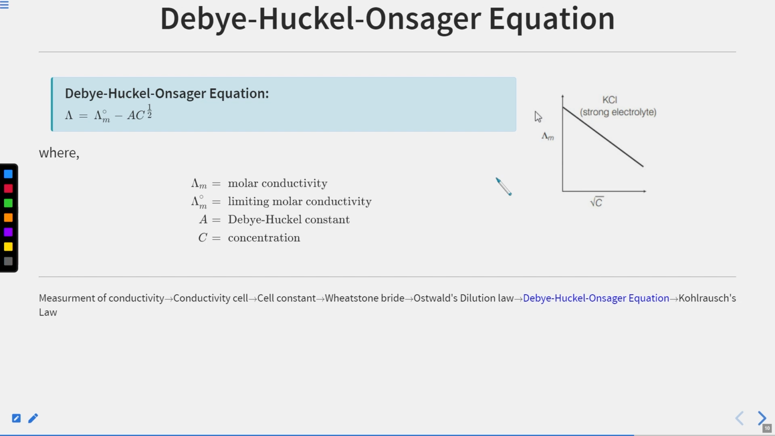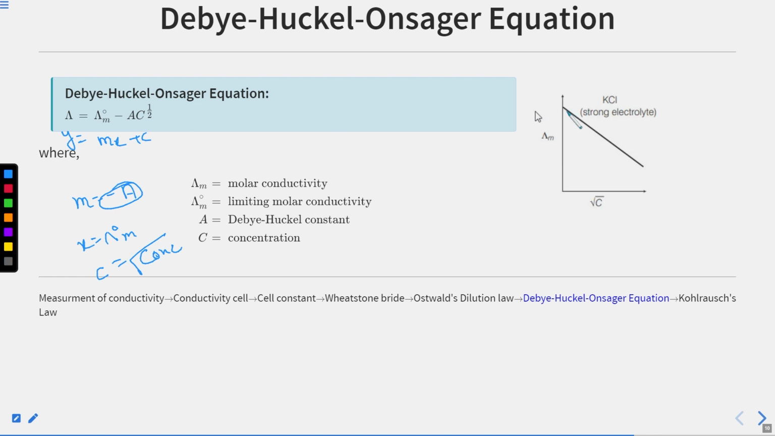Next, another important equation. This is only for strong electrolyte. So what does this equation define? It is saying that lambda m is equal to lambda naught m minus A C to the half. So if you compare this with y is equal to mx plus c, you will get that m is equal to minus A, that is the slope, and the intercept is lambda naught m, and x is equal to C to the half, which is basically root under concentration. So what type of slope will we get? We will get a slope with a negative value.